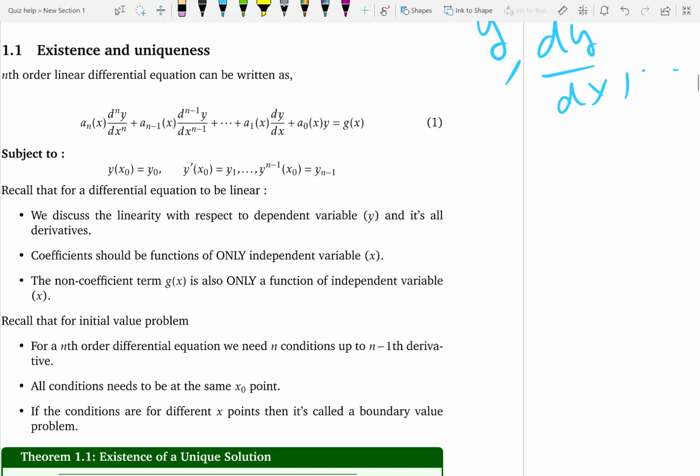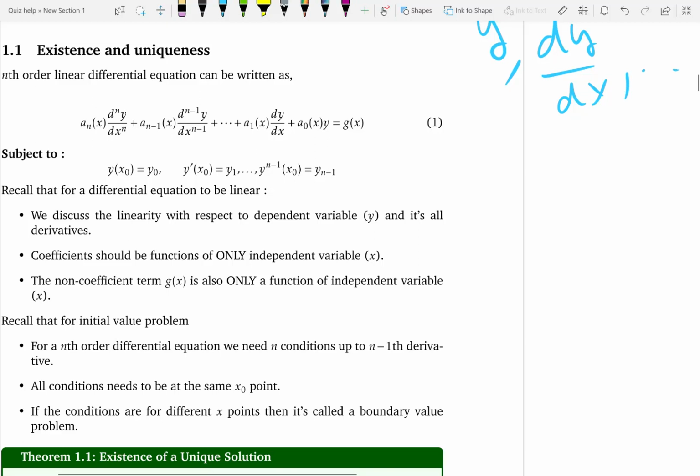All right. Second important thing is, we are going to deal with lots of initial value problems and boundary value problems. Now what does an initial value problem mean? Again, an initial value problem means three things. What are the three things? How many conditions do you need? An nth order differential equation needs n conditions. So a third order differential equation needs 3 conditions. A second order differential equation needs 2 conditions. A fourth order differential equation needs 4 conditions. So likewise, the order is equal to the number of conditions.